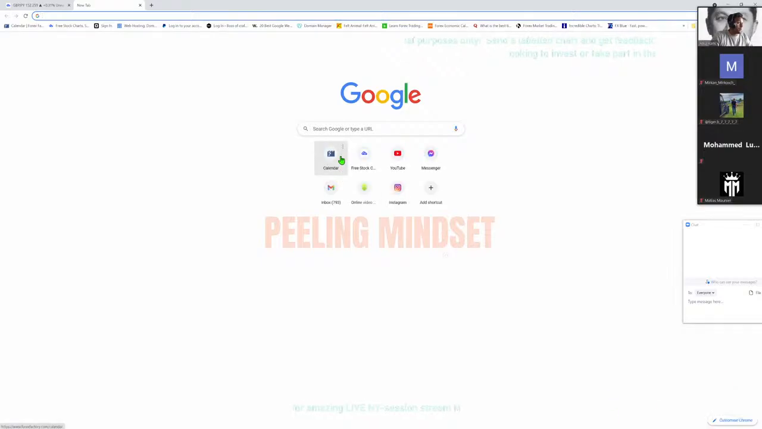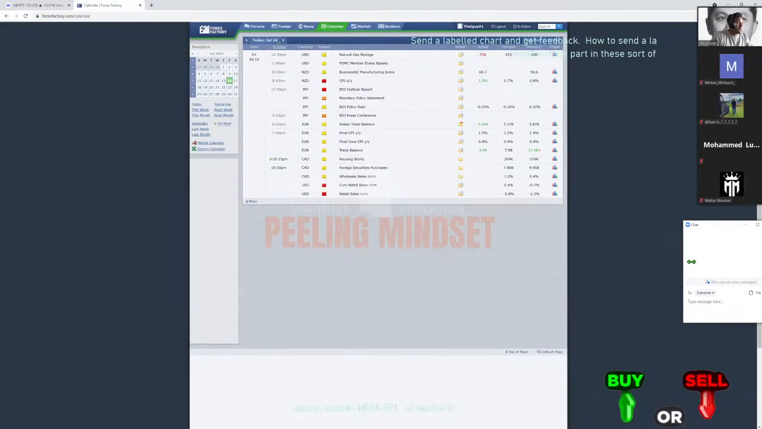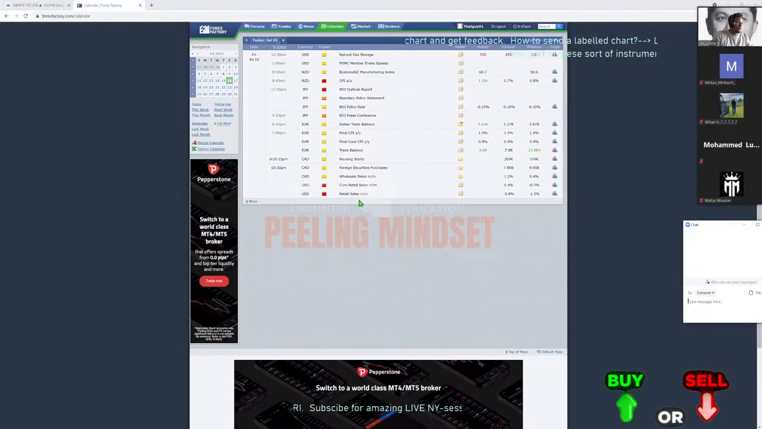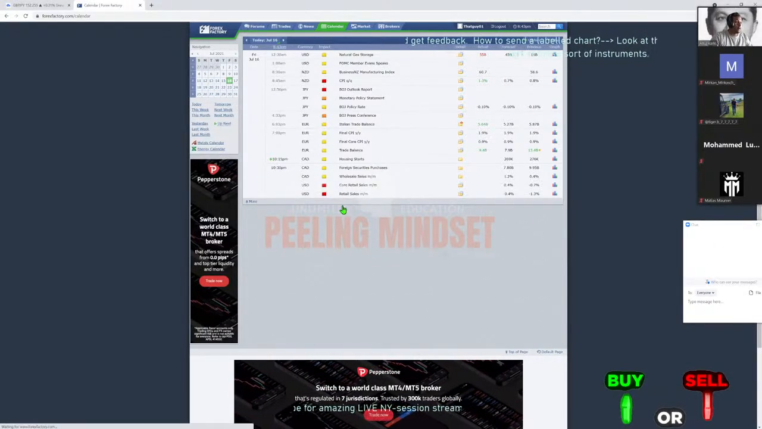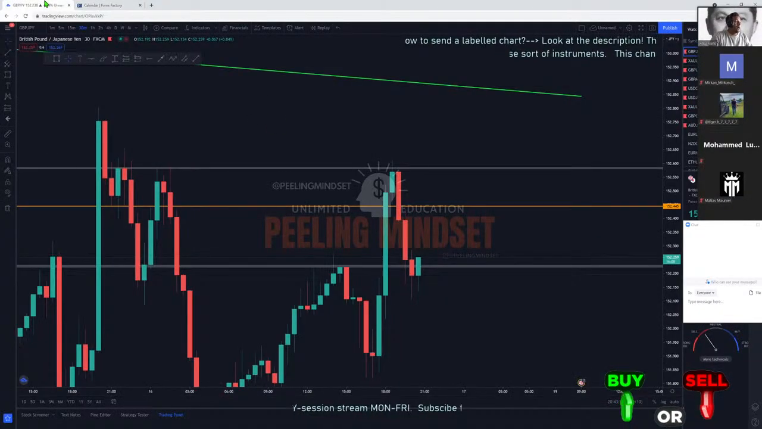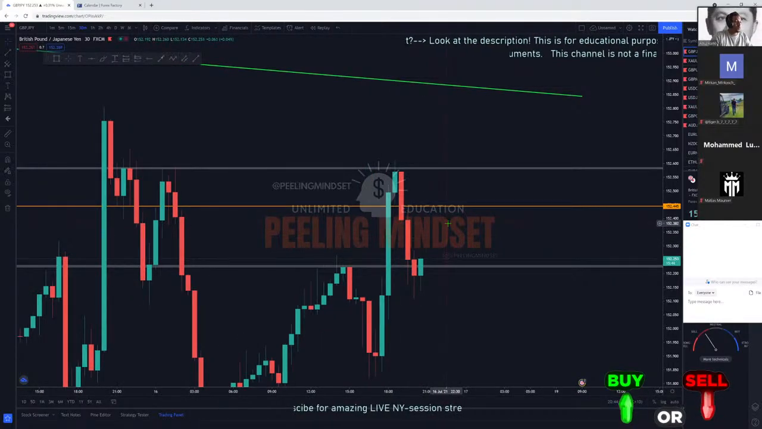Is there anything happening in today's market? We have retail sales. When there's retail sales, the market ranges. That's why it makes sense. It's ranging right now.